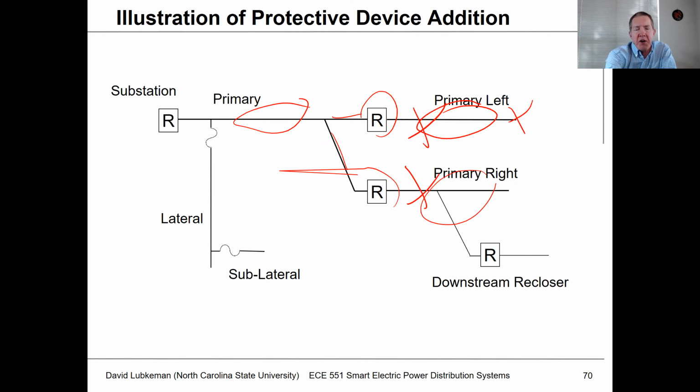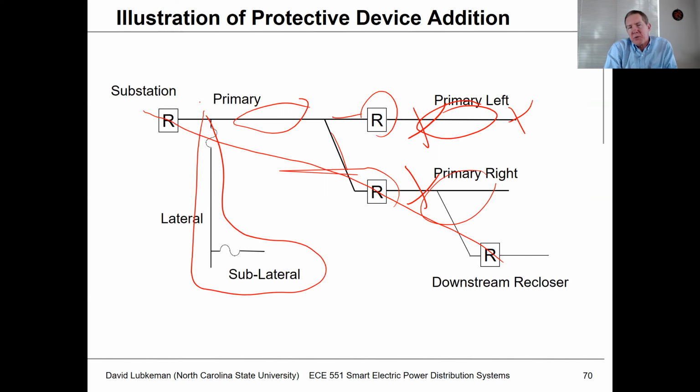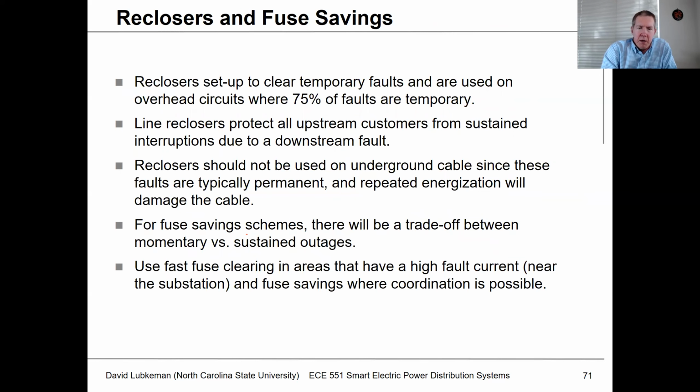One thing you have to watch out for is you can only have so many reclosers in series and still be able to coordinate. If these reclosers are too close together, you can't really coordinate their operation readily. And this next example shows a lateral broken into a lateral and a sublateral through the use of fuses. Again, what you have to watch out for is whether these two fuses in series can actually coordinate or not.